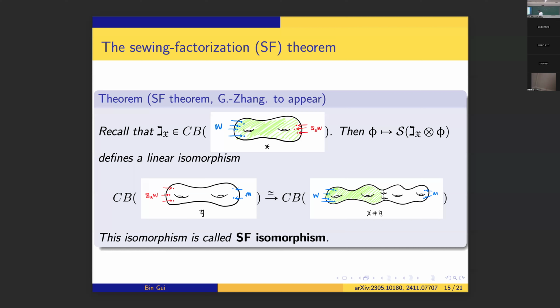And our theorem tells you that this so-called sewing factorization map is a linear isomorphism. Okay, so this is our precise version of the Thorne factorization theorem, which will appear in the third part of our series of papers. Probably it will be posted on arXiv next year.